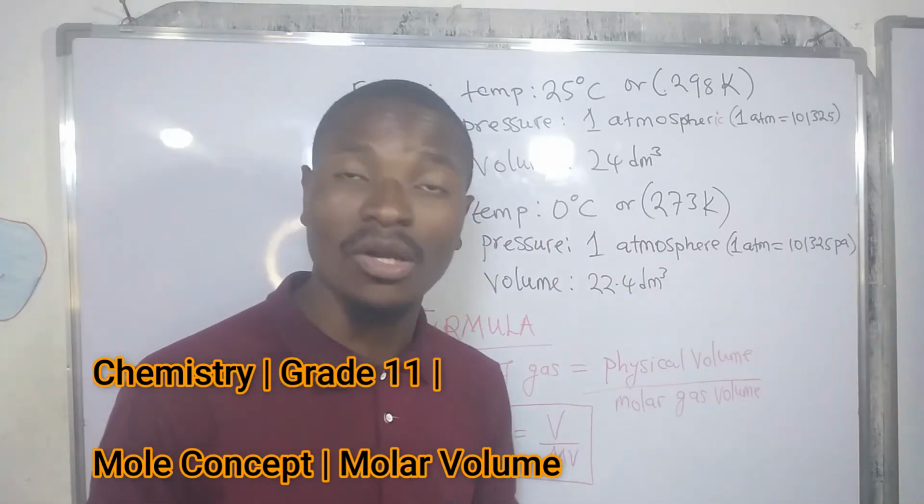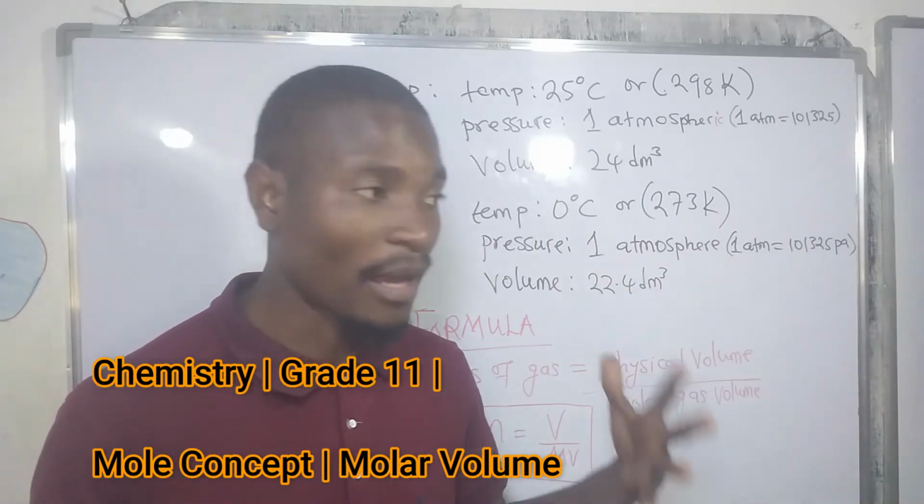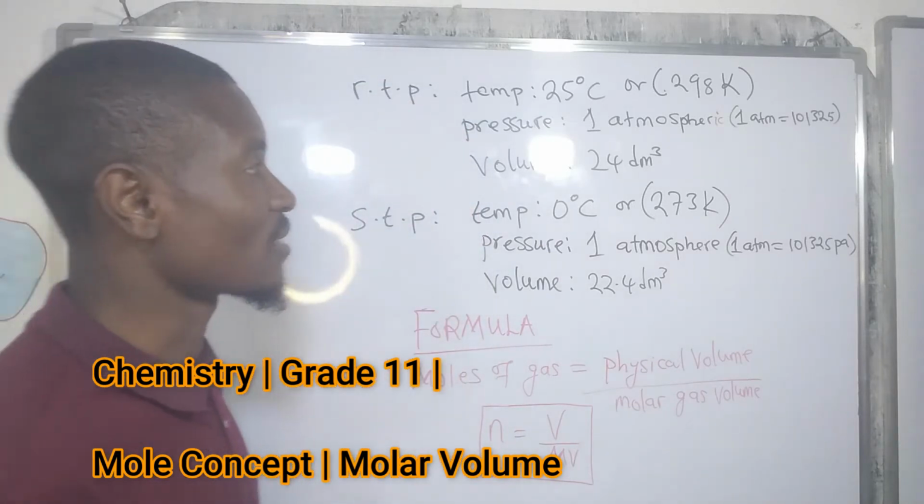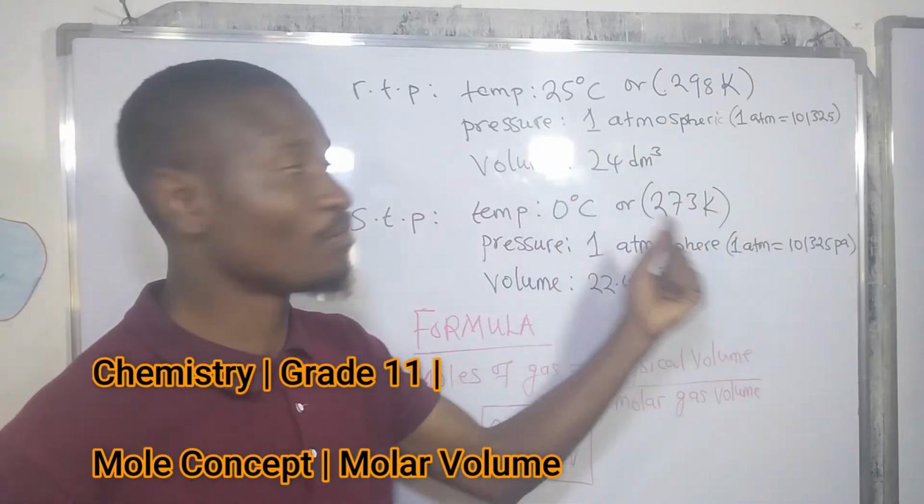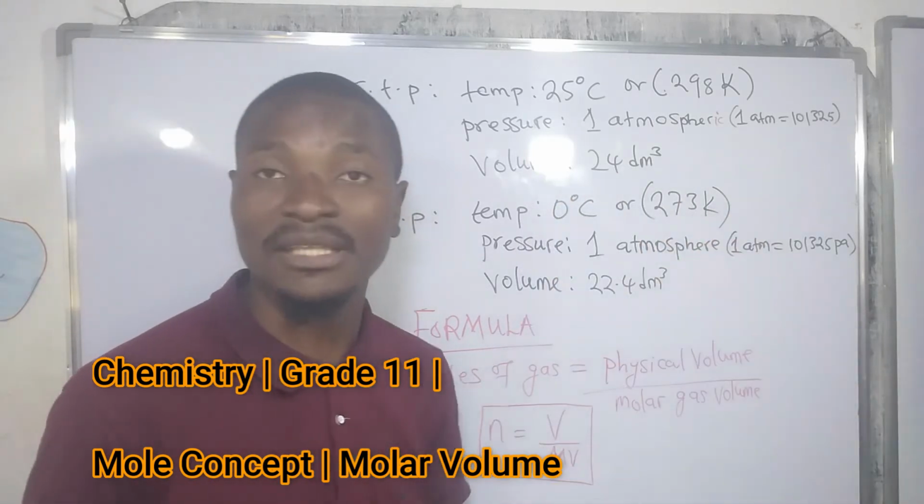So 1 atmosphere, 1 atm, is equivalent to 101,325 Pascal, or just Newton per meter squared. Now the volume at r.t.p is equivalent to 24 decimeter cubic.